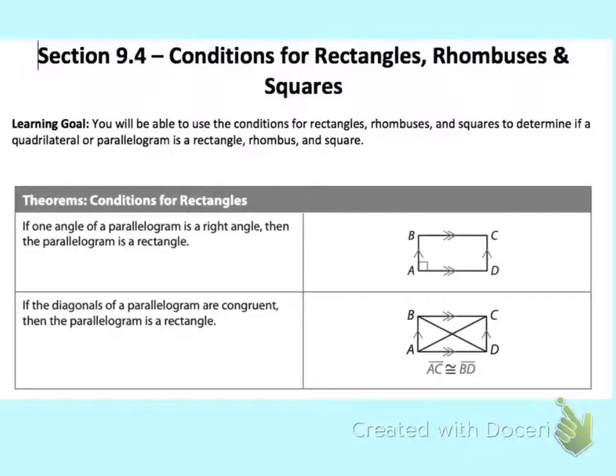So our learning goal today is we will be able to use the conditions for rectangles, rhombuses, and squares to determine if a quadrilateral or a parallelogram is a rectangle, a rhombus, or a square.